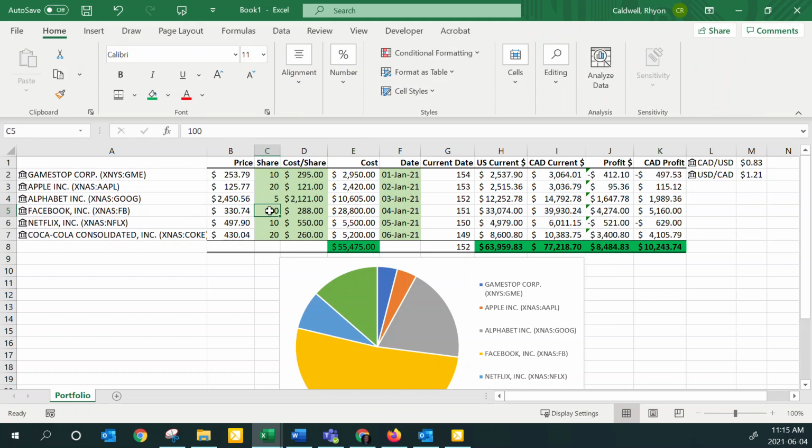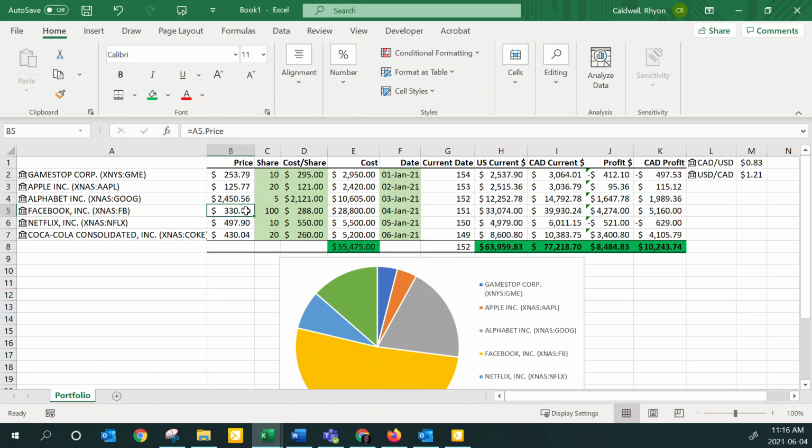Okay. Looks like I made a typo. Look at this. I could never see that typo if I was just looking at this. I didn't realize I even made the typo. Some of you might have said, hey, Ryan, you typed in the wrong number here for shares. But I didn't realize it until I visualized the data and I said, wow, Facebook has over 50% of my portfolio. That's not right. Why is that?